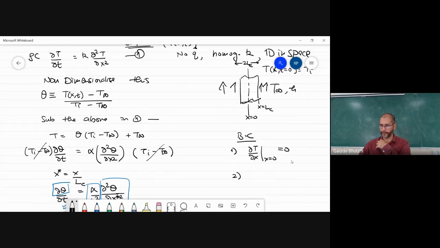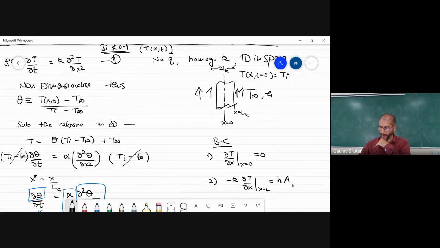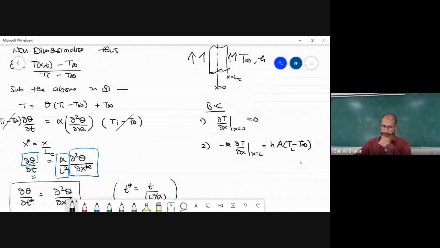And the second boundary condition is on the surface, where the conduction is equal to convection. That means minus k del T by del x at x equal to L is equal to h times A and T minus T infinity. Again, this is at T at the surface. But I'll call it TL. So in this case, you will not have an A here because that A will also exist on the left hand side. We have an h times TL minus T infinity.